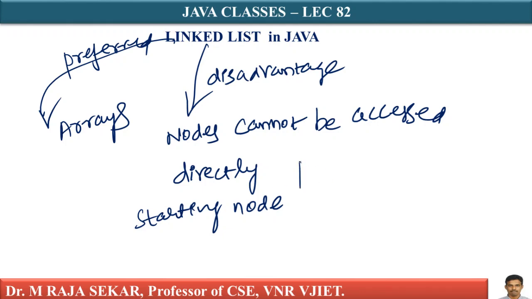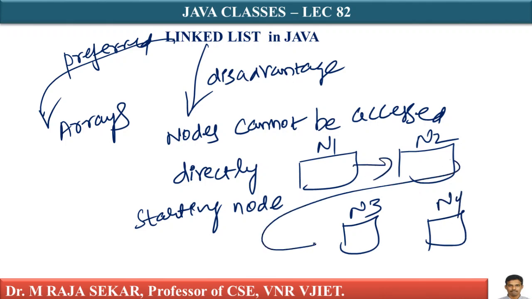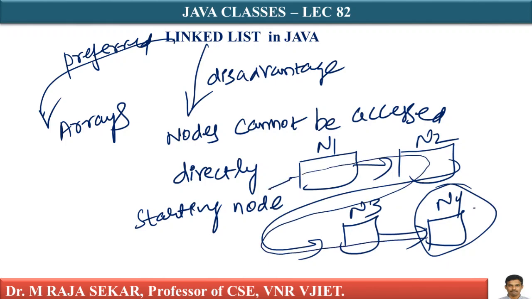For example, let me say I have node 1, N1, node 2, N2, node 3, N3, and node 4, N4. This node is linked to this node, which is linked to this node, which is linked to this. If I want to access node 4 directly, I cannot. I must traverse from the starting node. I have to go through one after the other in sequential manner to reach N4. But in the case of an array, what happens?